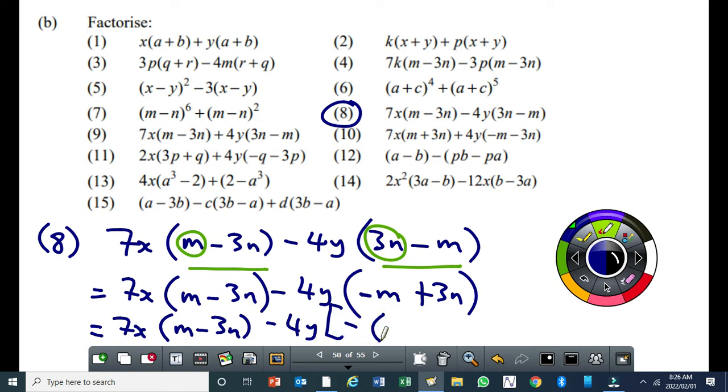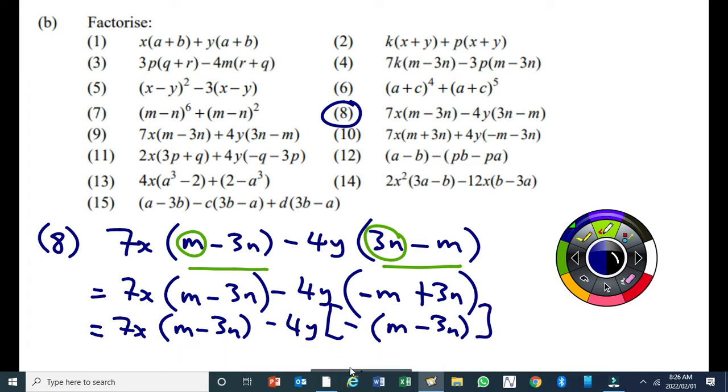You've done it last year. So you get m here. If I factor out negative 1, this m becomes positive when it's inside the bracket. The 3n becomes negative. Right? Then you close the bracket. Alright? Okay? Now the next thing which is going to happen is that this minus 1, it's more like an invisible 1. It's going to multiply that minus 4y. And then you end up having a positive 4y. Okay? So let me move on to the next page.